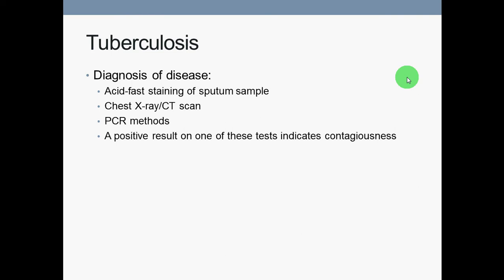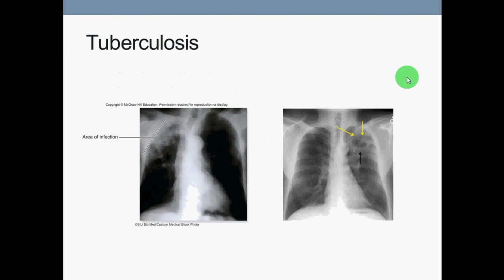You can also do a culture of the sputum, and then you can also do PCR methods, which stands for polymerase chain reaction. It looks for specific DNA sequences that are linked to TB. A positive result in any one of these tests indicates that you are contagious.